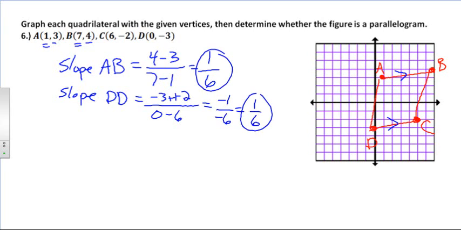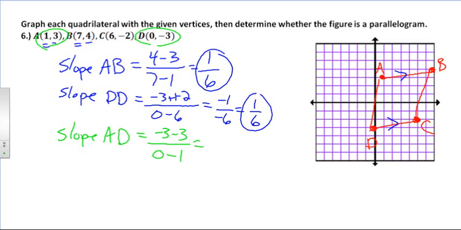I could then do the same thing with the other set of sides. We're going to do the same thing with AD and with BC. The slope of AD, well, that's negative 3 minus 3 over 0 minus 1. Again, we were using A and D in this case. I get negative 6 over negative 1, or 6 over 1.